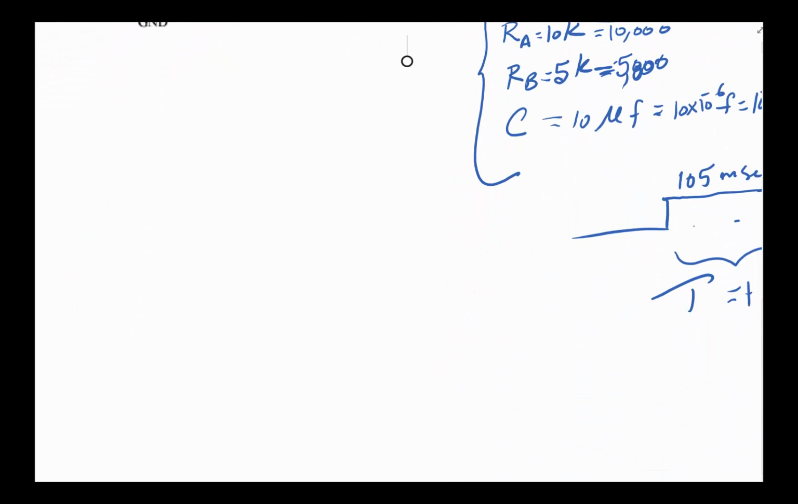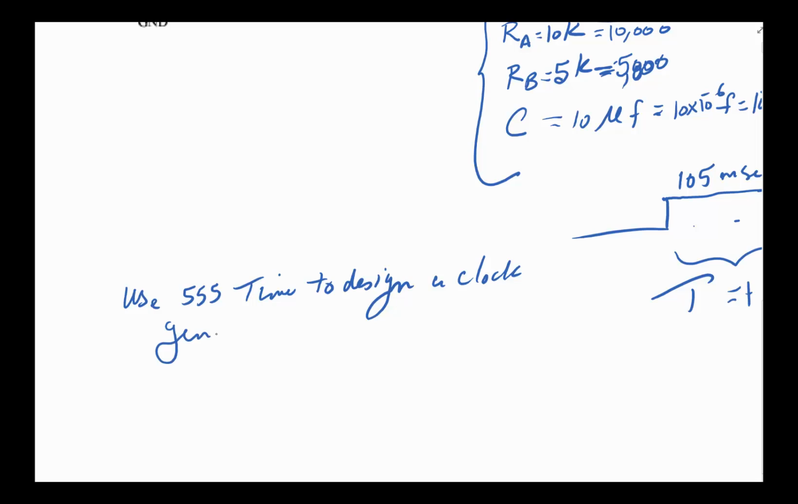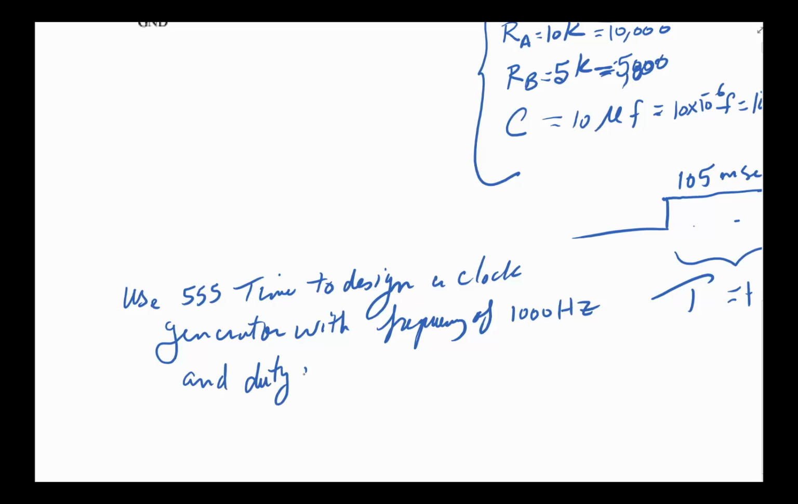Let's do one more. Let's say someone comes to you and says use a 555 timer to design a clock generator with a frequency of, let's go up high, let's say 1,000 hertz, and a duty cycle of, let's say, 40%, or I'll make it 60%.